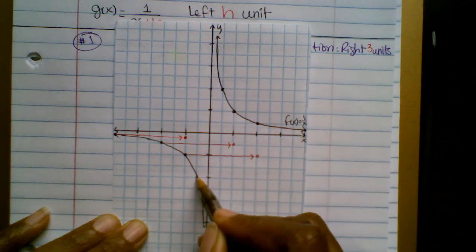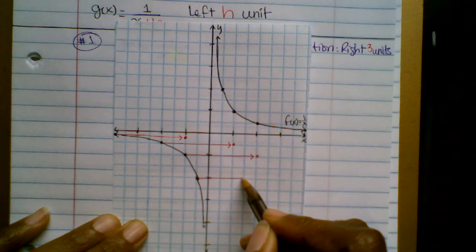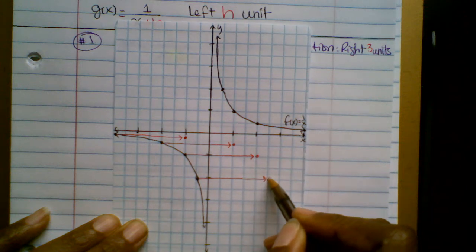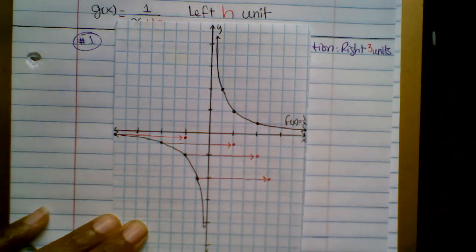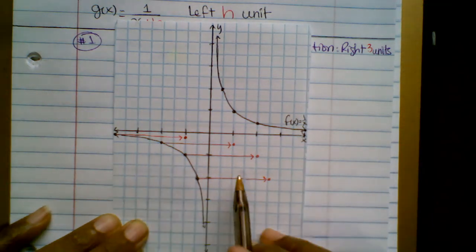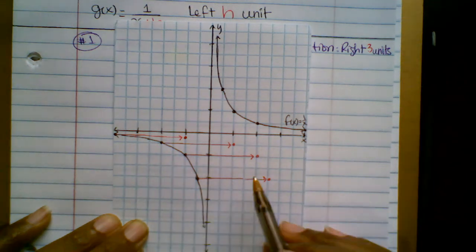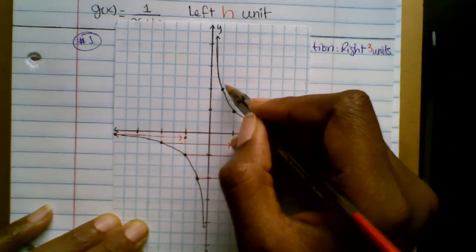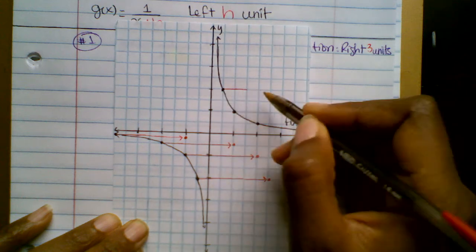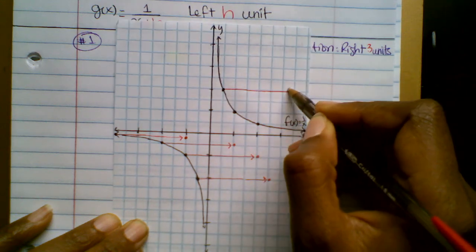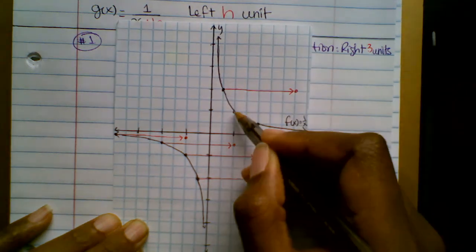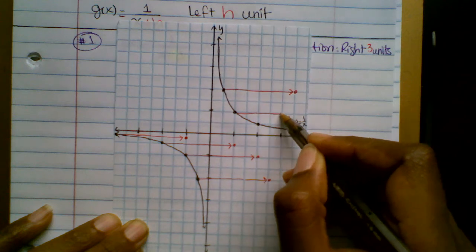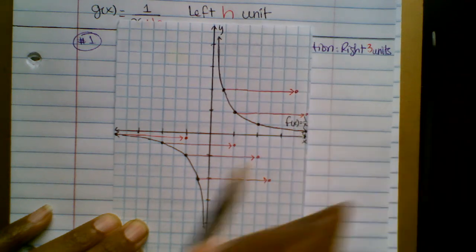And this other pair is going to be 1, 2, 3. Okay, so now I'm done graphing the left piece. Let's do the right side. I'm going to move it to the right 3 units. So this ordered pair, I'm going to move 1, 2, 3, and I place my dot right here.